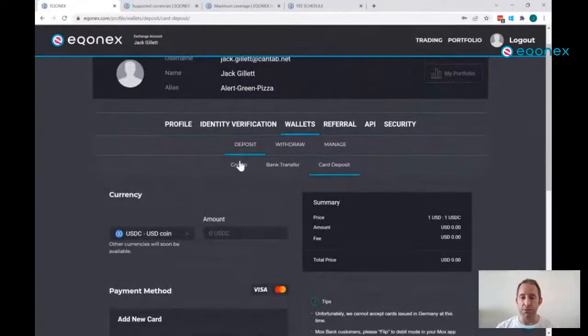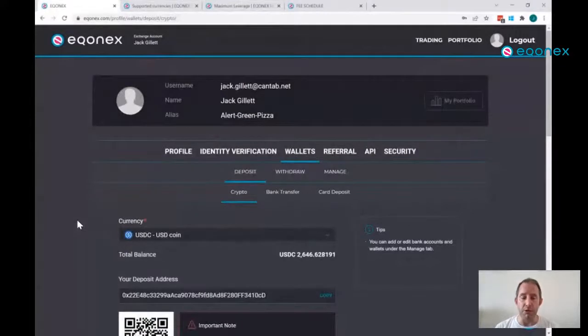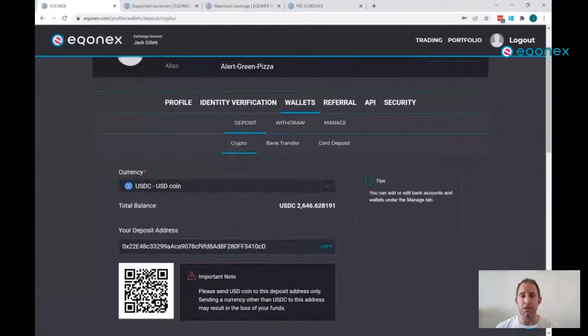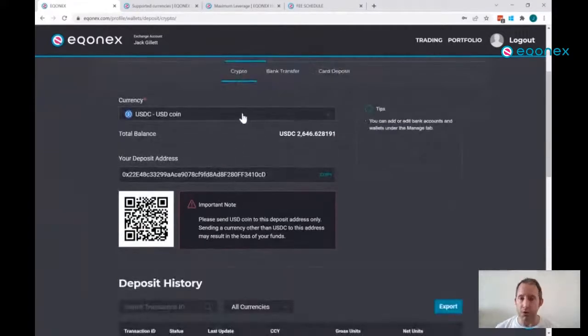The other option for deposits is crypto. So if you already hold some cryptocurrency, maybe in a crypto wallet or perhaps on another platform, you can send those over to EQONEX. That's a really straightforward way of sending funds over, and it's the way that I usually use, I would say. We accept a load of different cryptocurrencies.